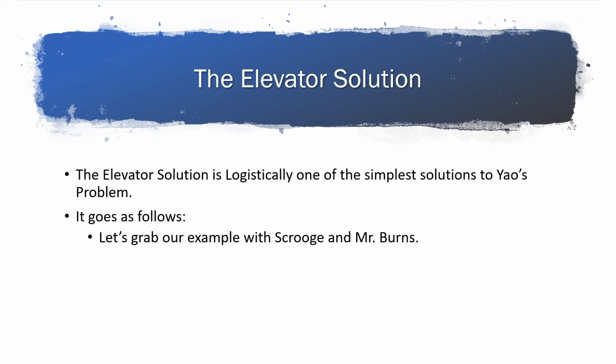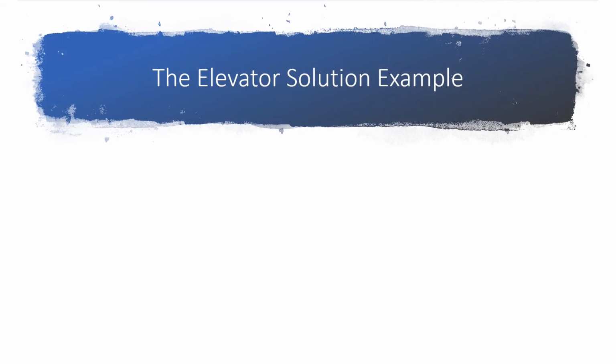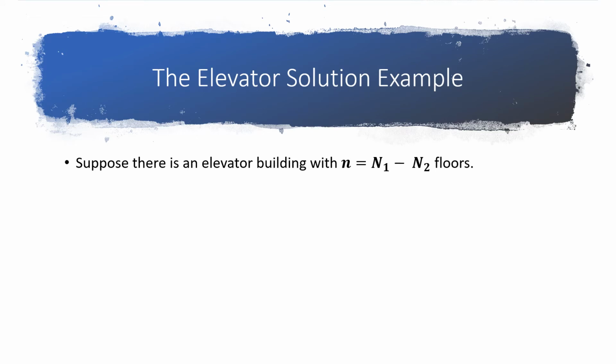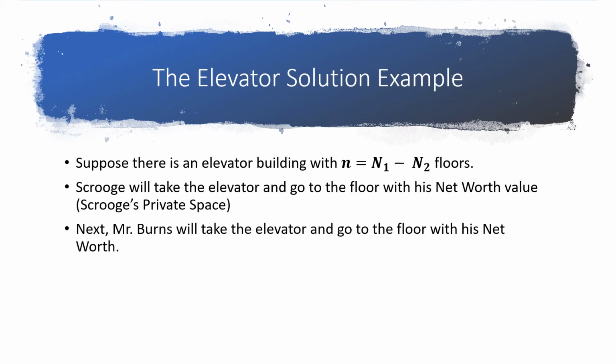So now let's grab our example with Scrooge and Mr. Burns, and let's follow it through. Suppose there's an elevator building that is n floors tall. Scrooge will take the elevator and go to the floor with his net worth value on it, Scrooge's private space. And Mr. Burns will do the same thing. He will take the elevator and go to the floor with his net worth value.